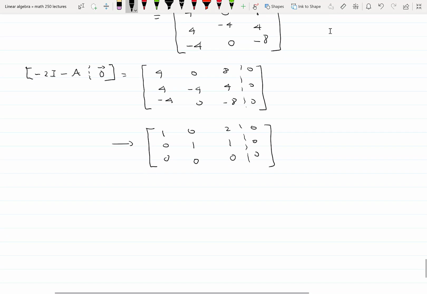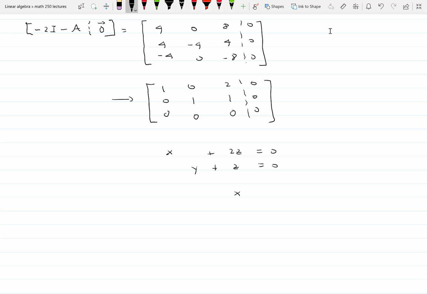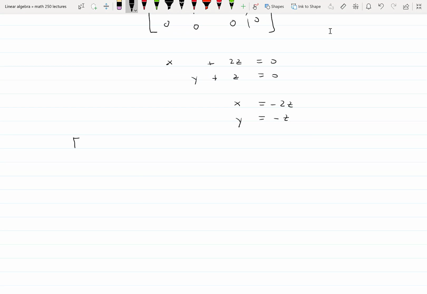And what that translates into is x plus 2z equals 0, y plus z equals 0, and we have as a free variable z. Z can be any real number. Okay, let me clean up that last z. Neither of those z's look like z's. 2z and z. Okay, so this tells us that x equals negative 2z, y equals negative z, and z is the free variable.